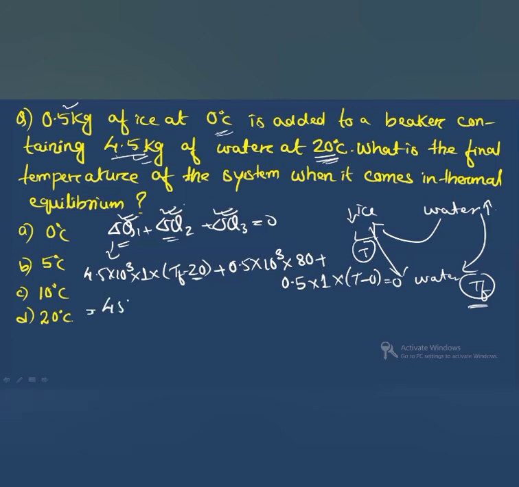So if you do this, you will get 4500 into Tf minus, this will be, I think, 9,000. Plus this will give you 0.5, 500 into 80, it will be how much? 30 will come and 140. Plus this will give you 0.5, here also 10 to the power 3 will be there, because you are converting gram into kg, so it is 500 T. So this is equal to 0. This is Tf.